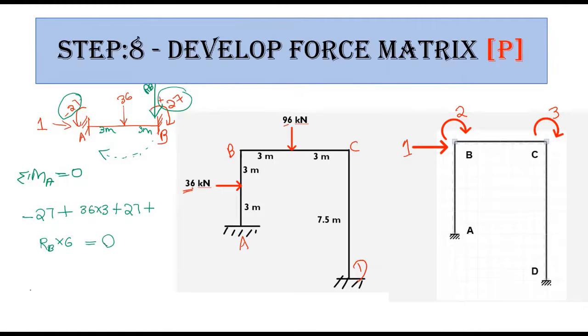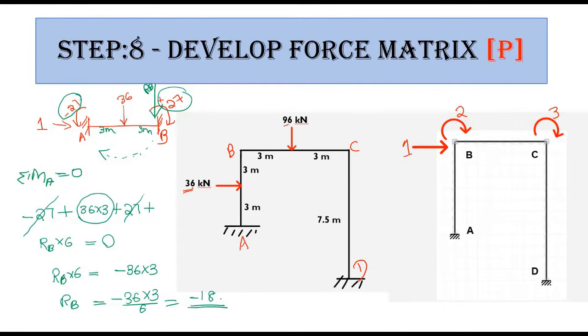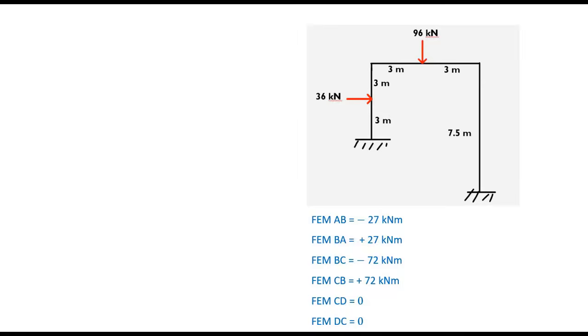is equal to 0. So minus 27 and plus 27 get cancelled. So RB into 6 is equal to minus 36 into 3. When I take 36 into 3 to the right hand side, it becomes minus 36 into 3. So RB is equal to minus 36 into 3 divided by 6, which is equal to minus 18. So the value for the first system coordinate is minus 18.